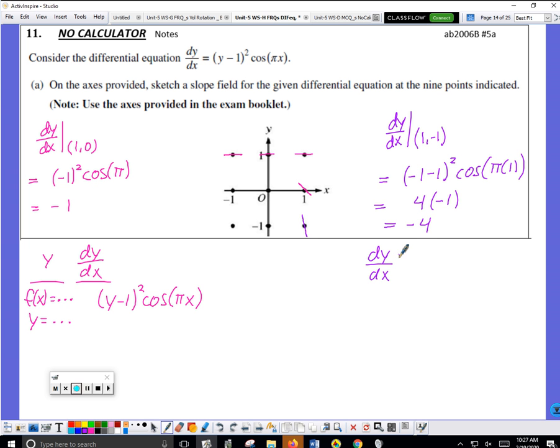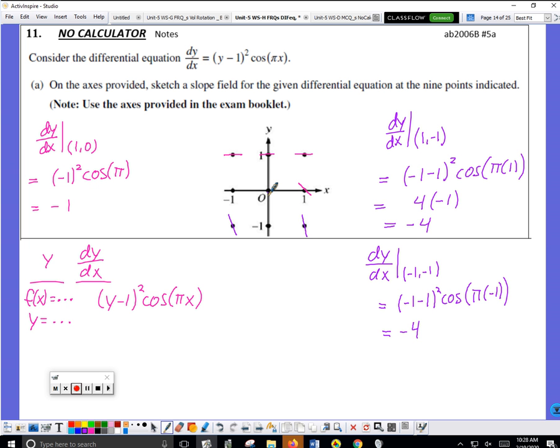So I wrote that wrong. Sorry, this is at x equals -1, y equals -1. So that's going to be -1 minus 1 squared, cosine of pi times -1. Cosine of -pi is still -1. So this is -4 again. Questions? Two spots left.